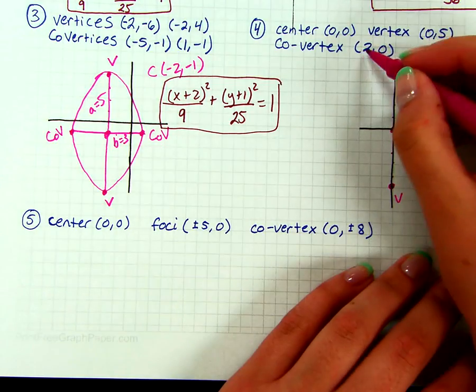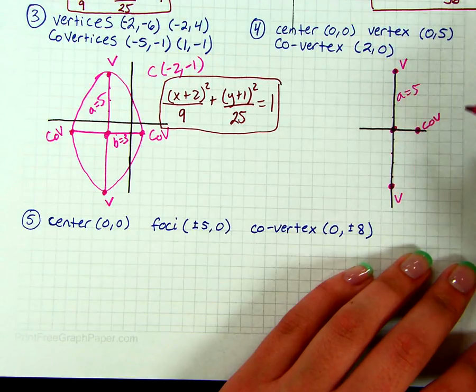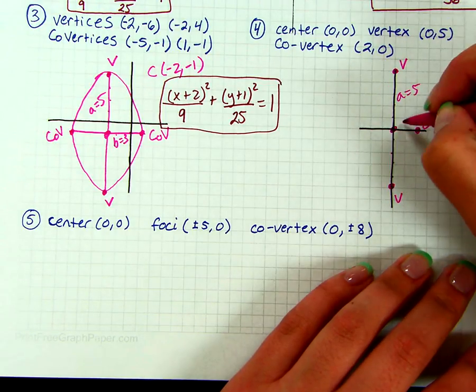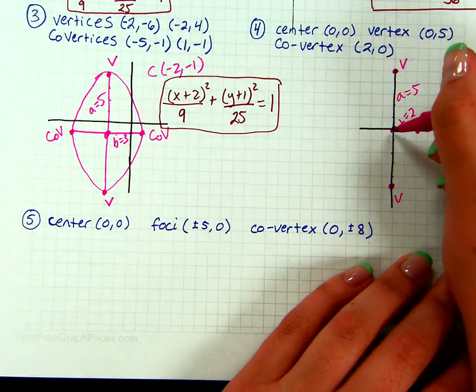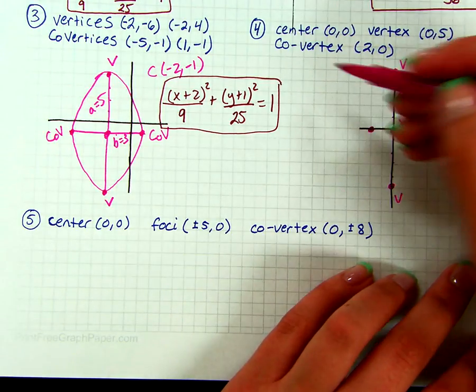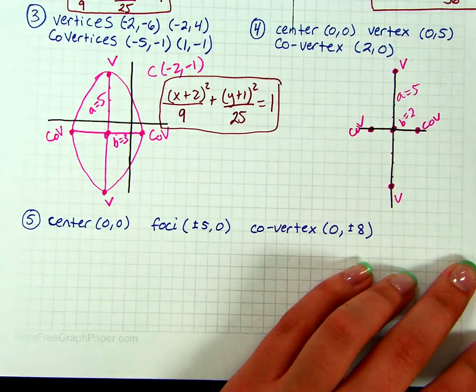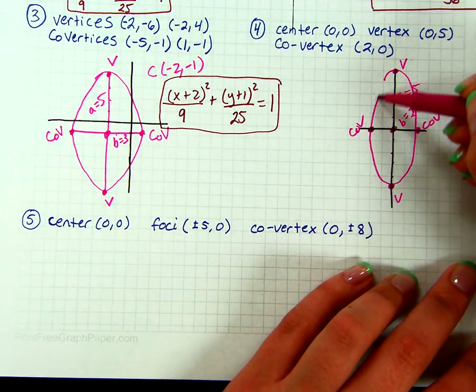And then the co-vertex is at 2, 0. So here's 2, 0. And co-vertex. So that means that our B value is going to have to be 2. And just to complete our ellipse, we would have to go to the other direction because it's symmetrical. And again, co-vertex. And we just want to connect it into the best oval that we can make.